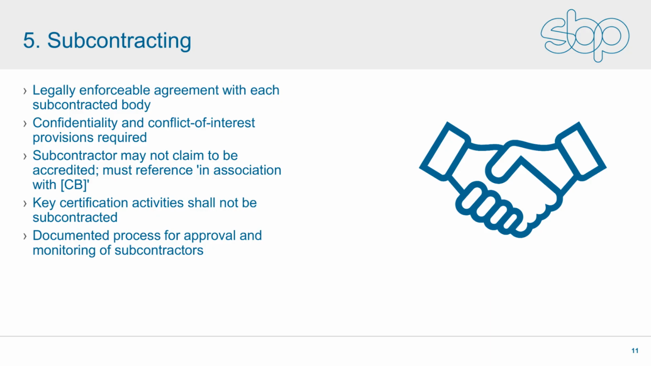Key certification activities may not be subcontracted. Those include policy formulation, process development, initial competence assessment, control of the monitoring process, contract review, and the certification itself. Where the certification body engages individuals or employees from other organizations to provide additional resources or expertise, those individuals do not count as subcontractors, provided they are individually contracted to operate under the CB's management system.